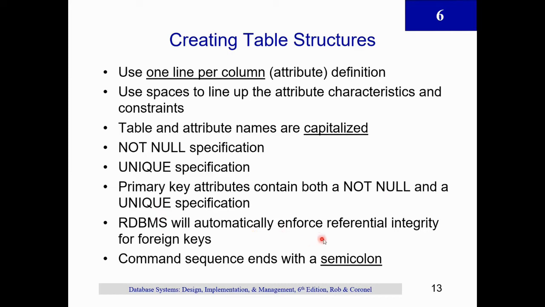RDBMS will automatically enforce referential integrity for foreign key. Okay, kalau kamu buat relation, and then tak masukkan foreign key, DBMS akan create automatically referential integrity ni. And then command sequence ends with a semicolon. Okay, so setiap command tu line by line, okay, kalau line tak cukup akan ke bawah, dia akan read sampai kamu habis semicolon lah. Okay, semicolon tu menandakan line command kamu habis, command sequence tu habis.